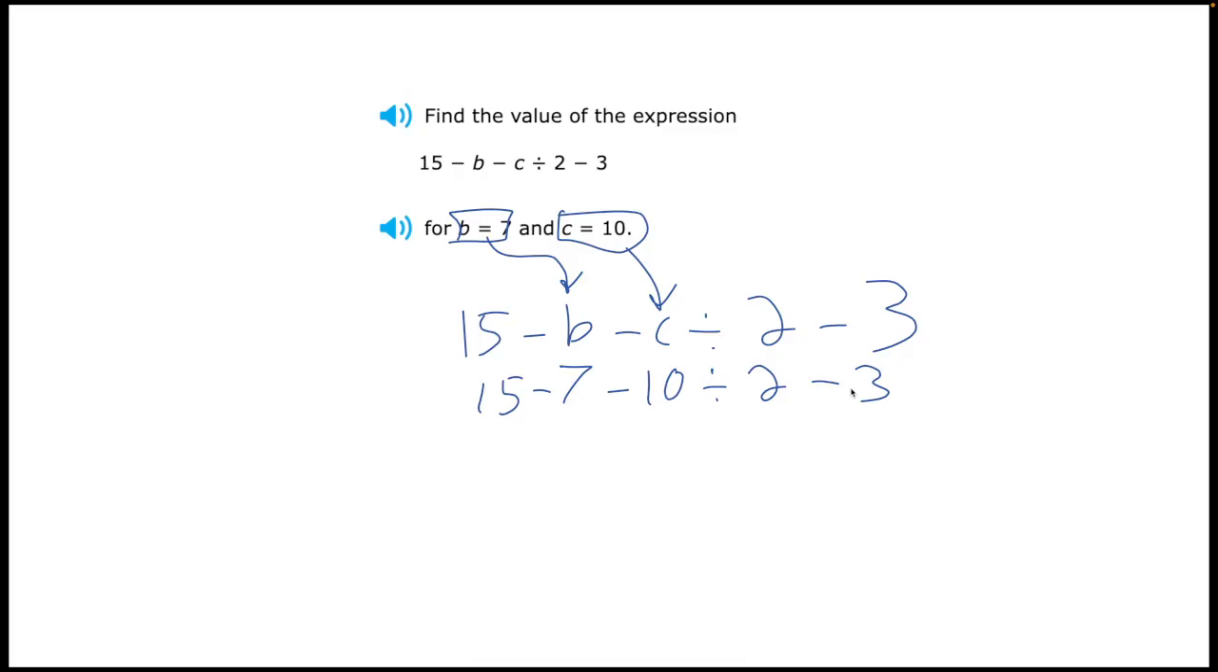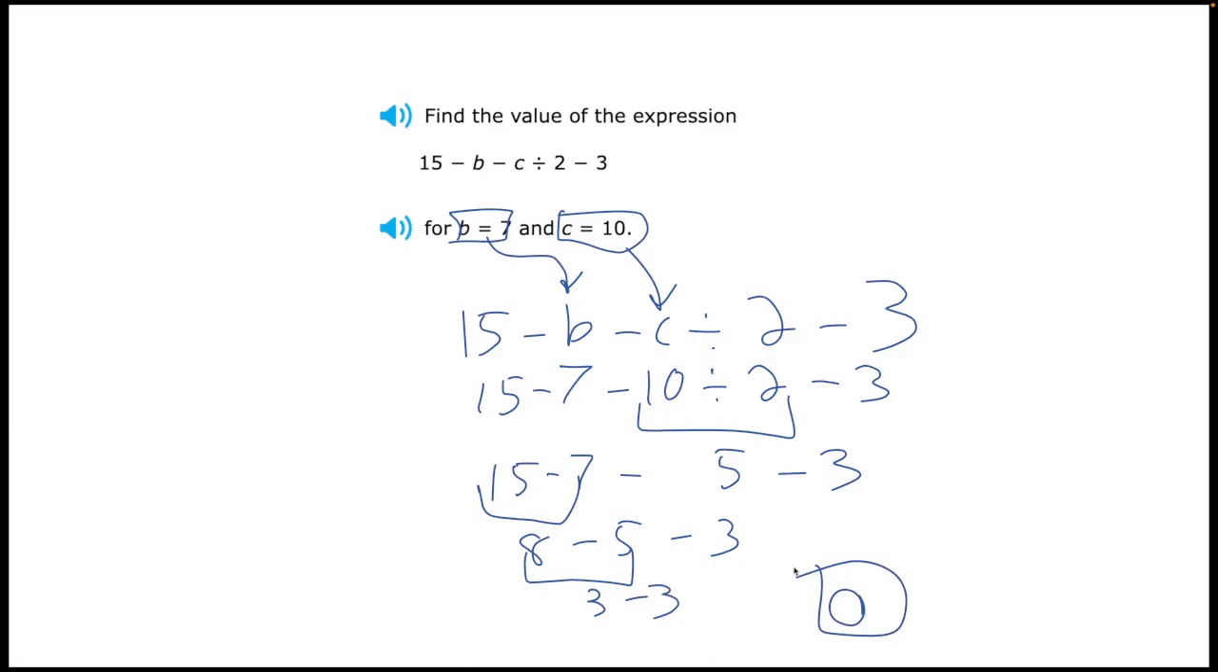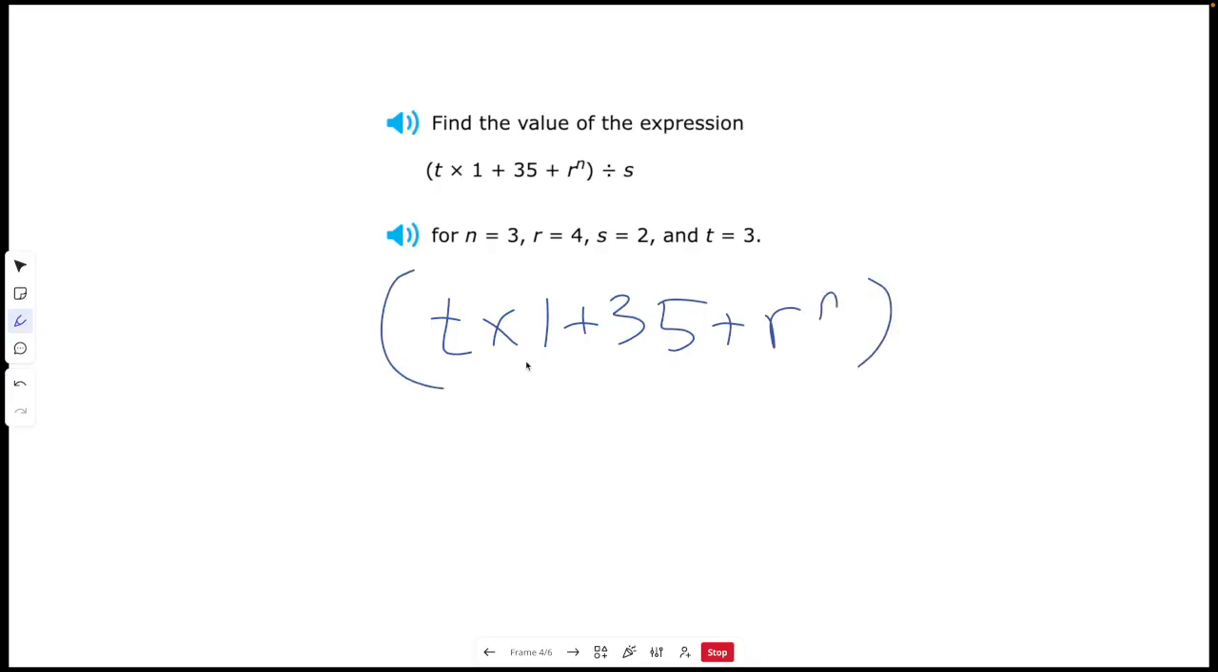And now you follow order of operations. So you should say, okay, I divide first. This is 5. Then you should do subtraction from left to right. And your final answer for this problem is 0. So if you've already studied order of operations, then the only new step here is just substituting values. This is about the most complicated they will look in this lesson. So if you can do this problem, you should be well on your way.